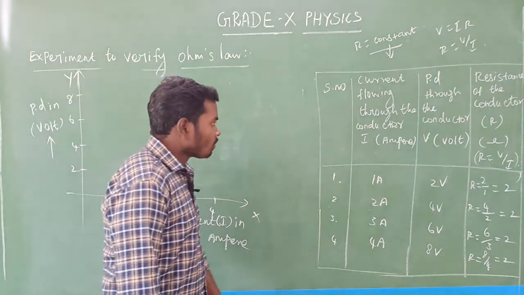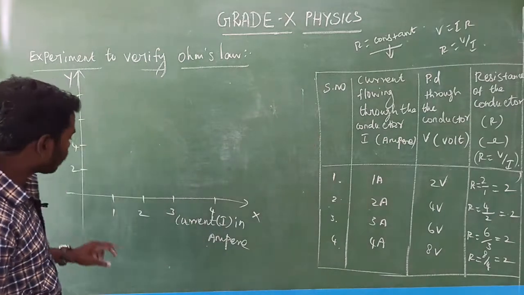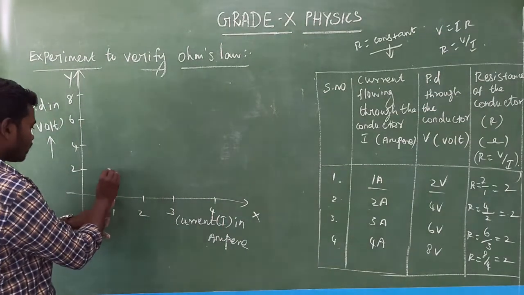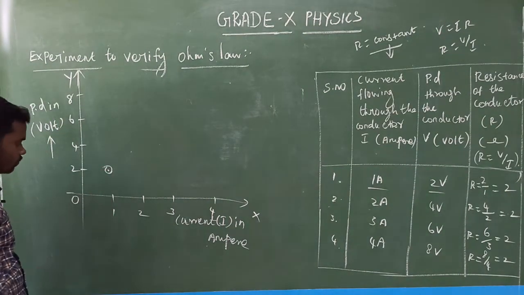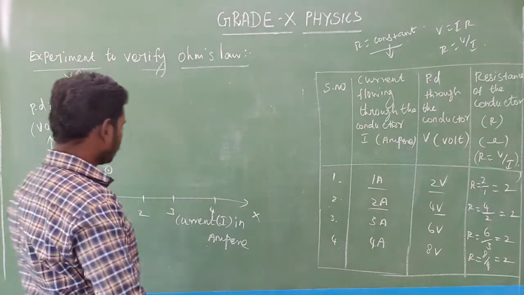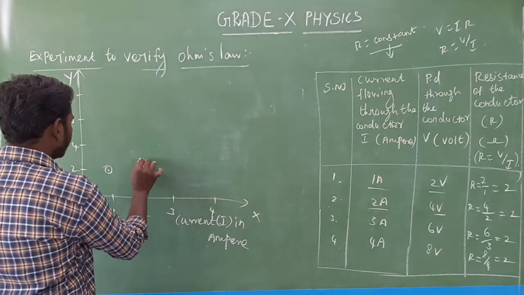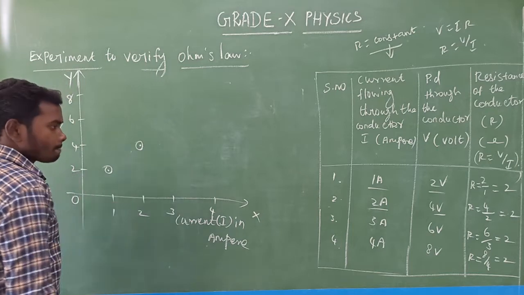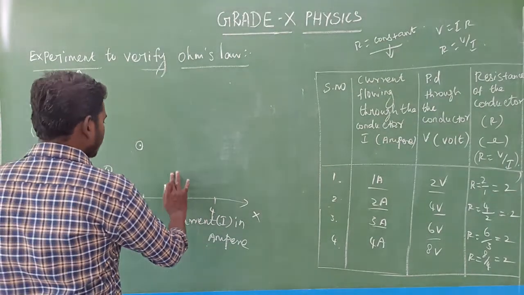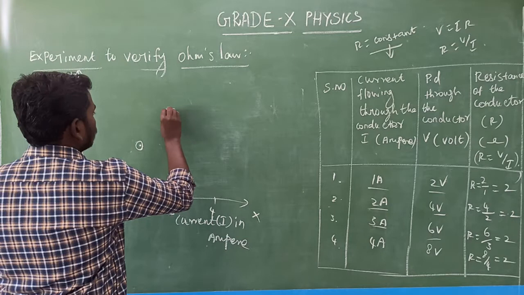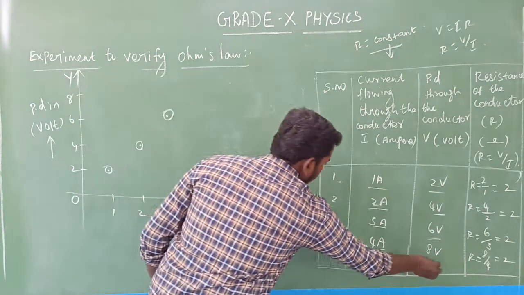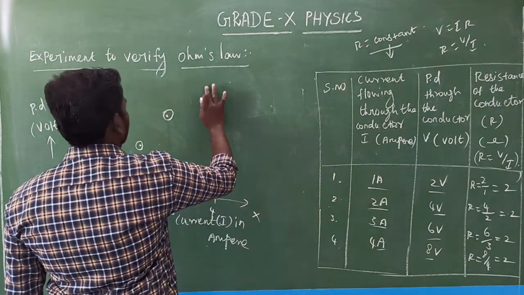For 1 ampere current, what is the potential difference? For 1 ampere current, the potential difference is 2 volt. So 1 ampere is here and the potential difference is 2 here. This is the center origin, so 0. Next, for 2 ampere current, what is the potential difference? That is 4 volts. For 3 ampere current, 6 volt. For 4 ampere current, the potential difference is 8 volt.